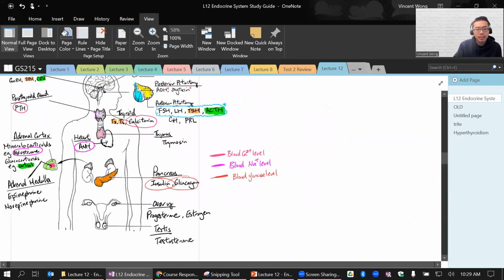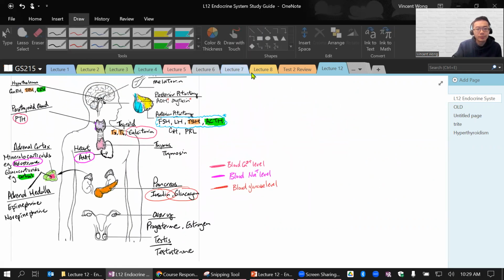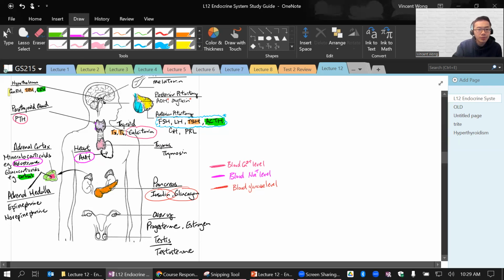And we're just gonna need one more highlighter here. I don't know, yellow, I guess. So GnRH is gonna trigger the release of FSH and LH, which then for female, it's gonna stimulate estrogen and progesterone, and testosterone for the male.